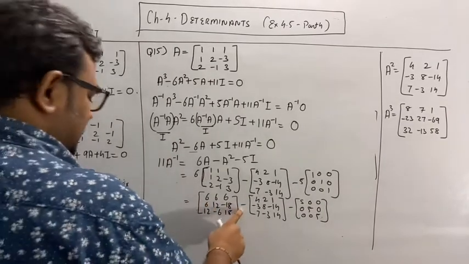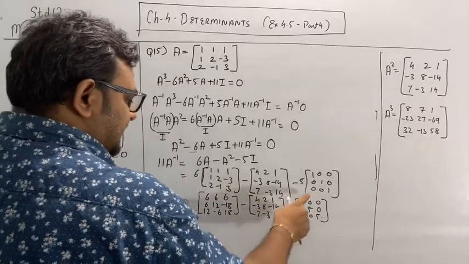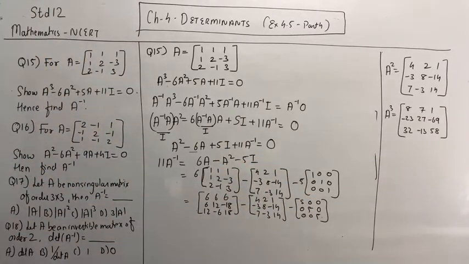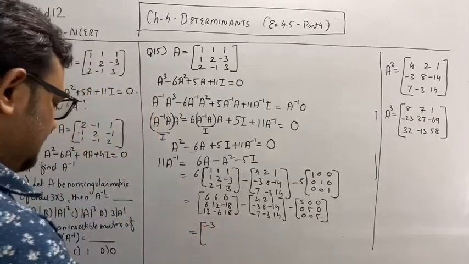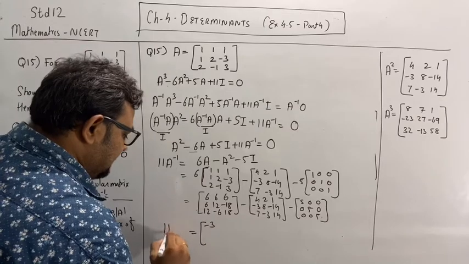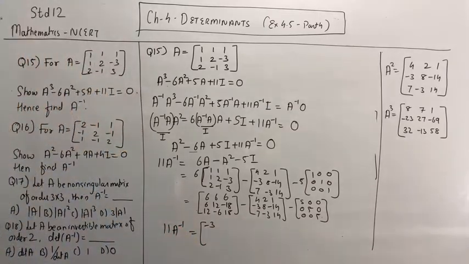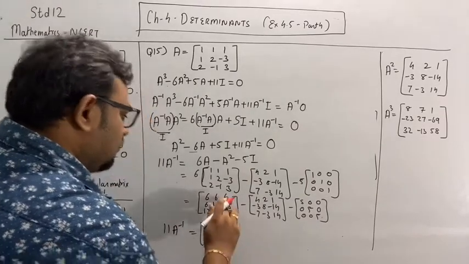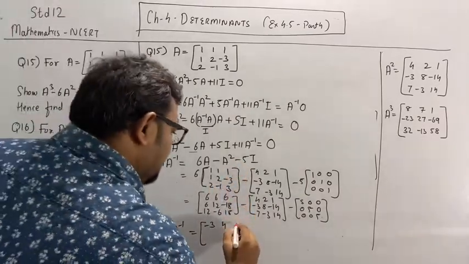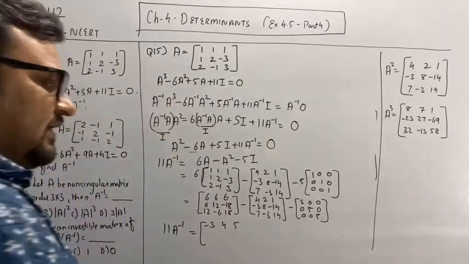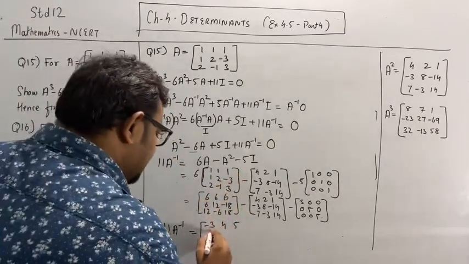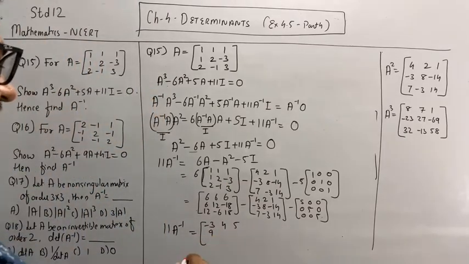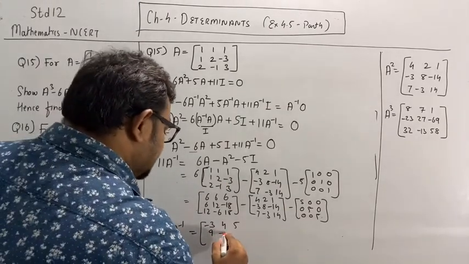So 6 minus 4 minus 5, that is 6 minus 4 plus 2 minus 5, minus 3. Okay, this is 11 A inverse. 6 minus 2 plus 0, 4. 6 minus 1 plus 0, 5. 6 minus 3, that is 6 plus 3, 9. 12 minus 8 minus 5, that is minus 1.